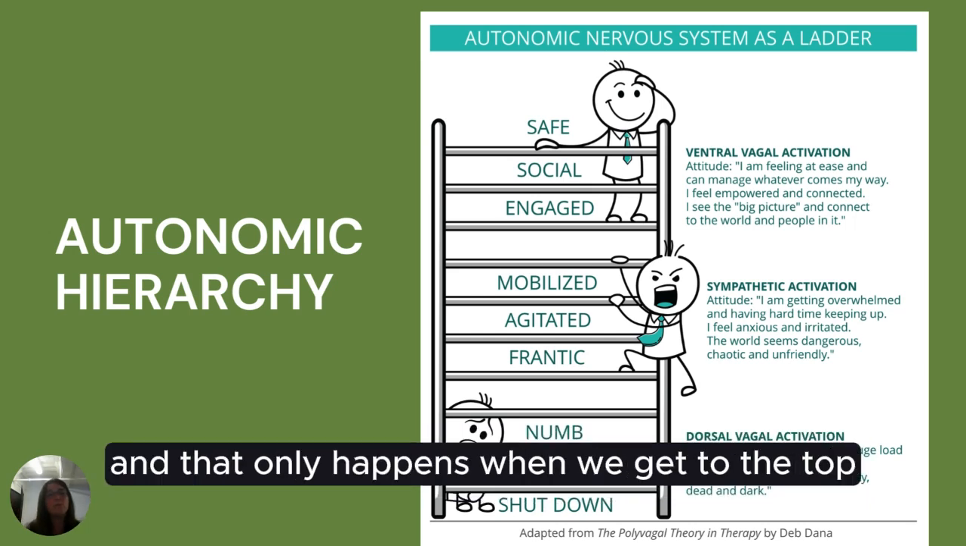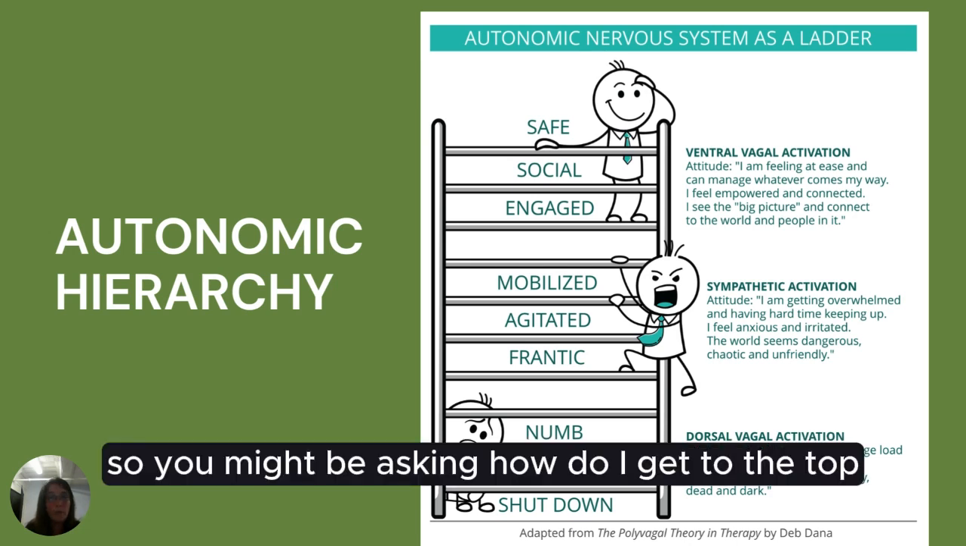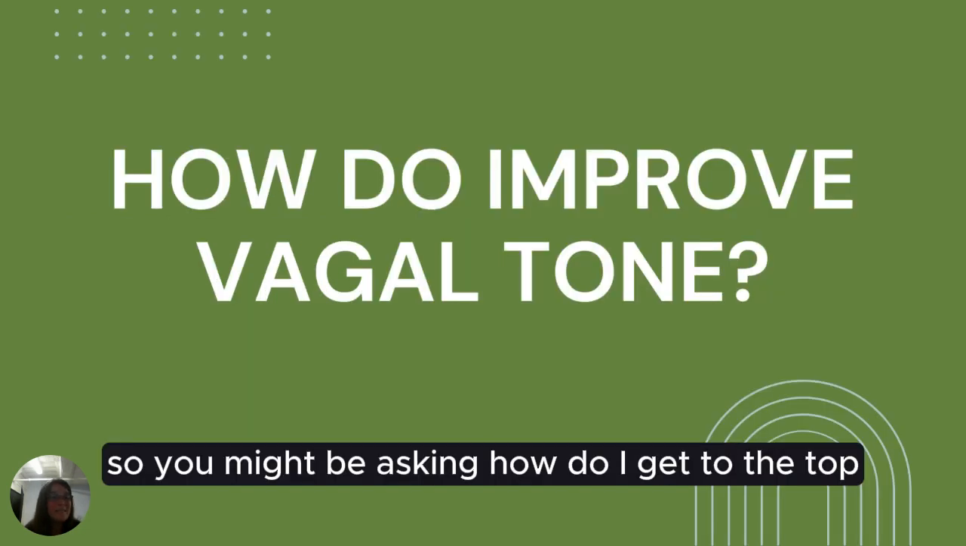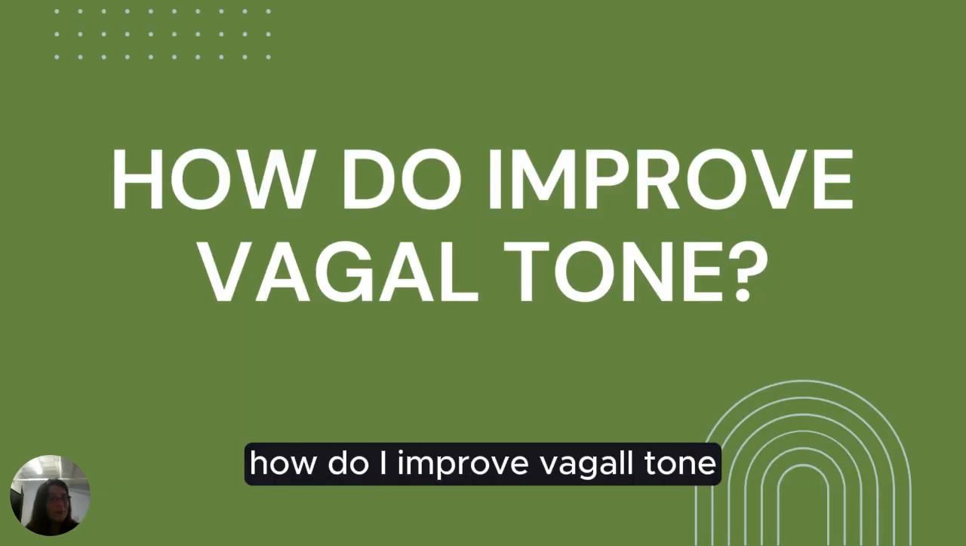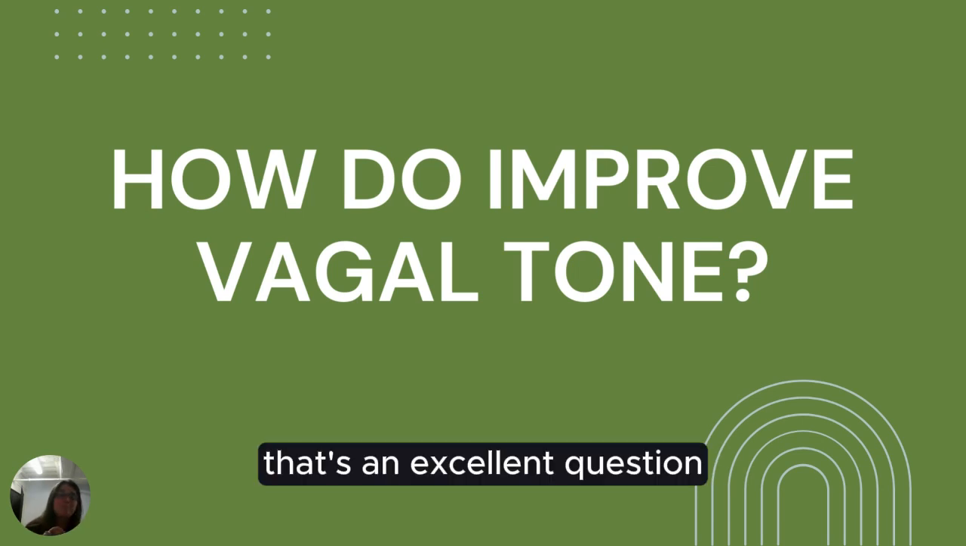And that only happens when we get to the top. So you might be asking, how do I get to the top? How do I improve vagal tone? That's an excellent question. So a couple things you can do.